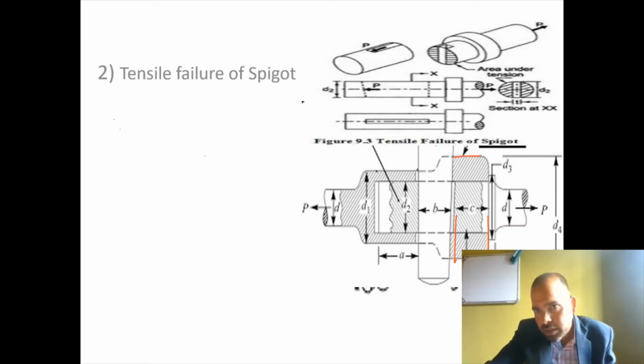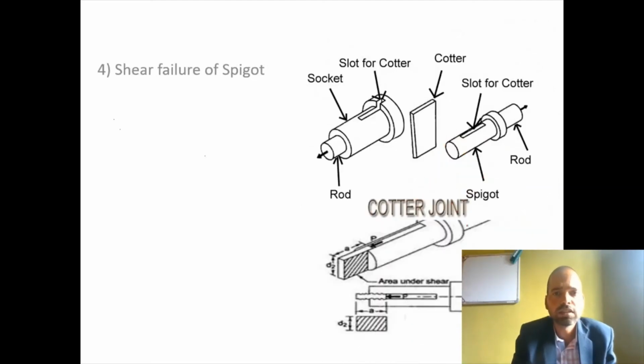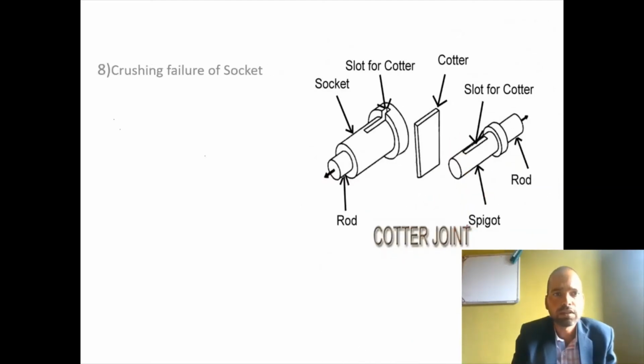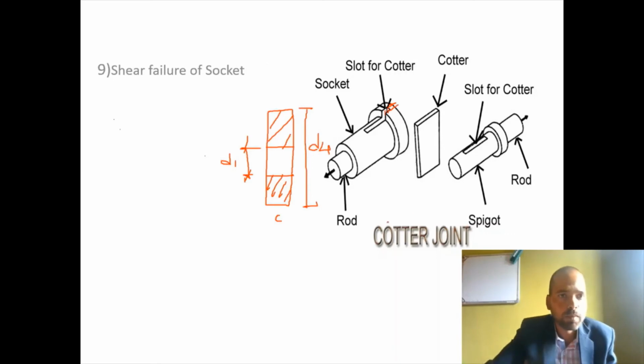This cotter will try to shear off this much portion, this much and this much. So how much is that? External diameter is d4, internal diameter is d2. So this portion at this place and this place will get sheared off. How much is that portion? That we have to discuss. So what is the shear failure? Shear failure is equal to direct shear.